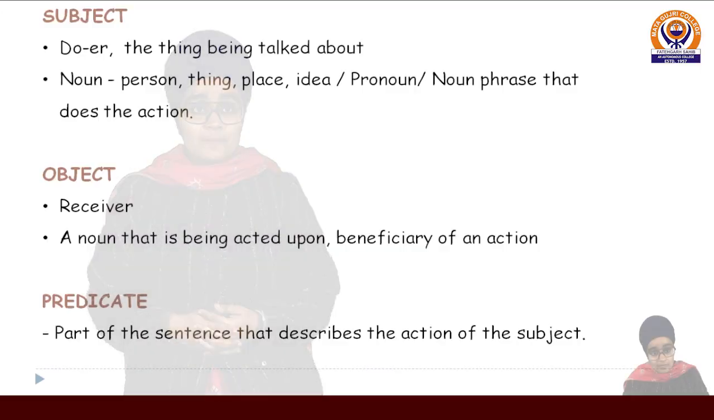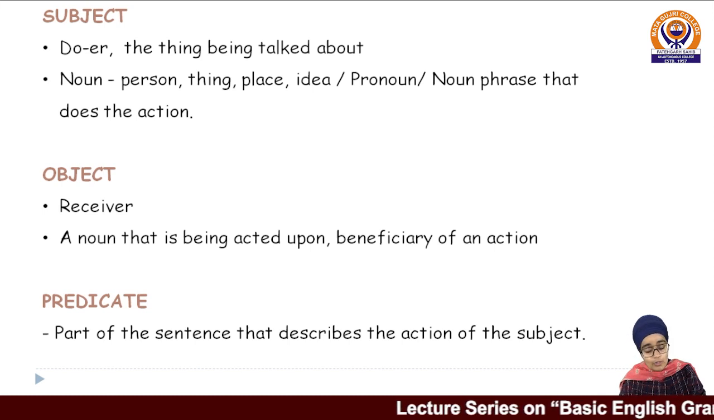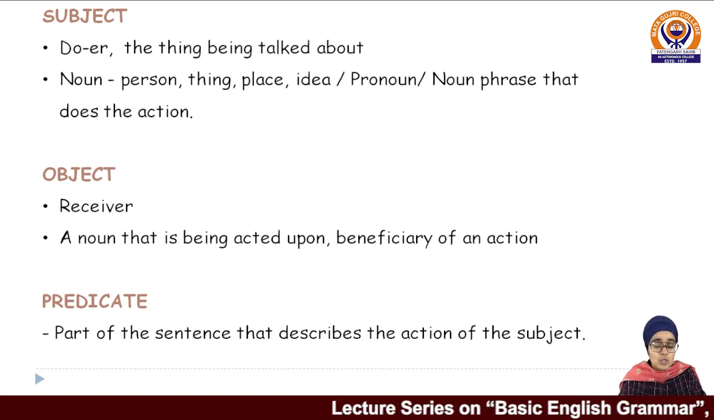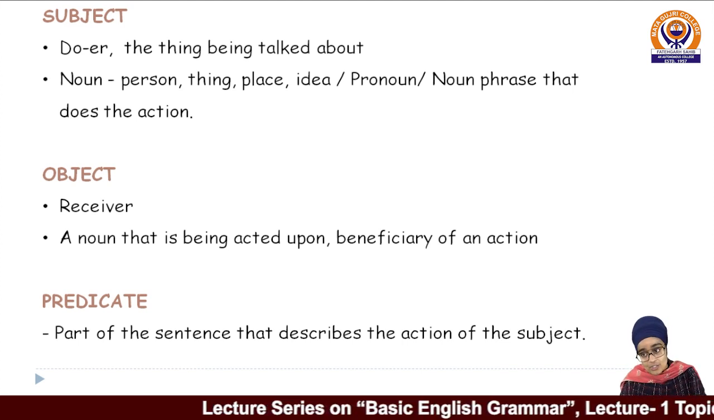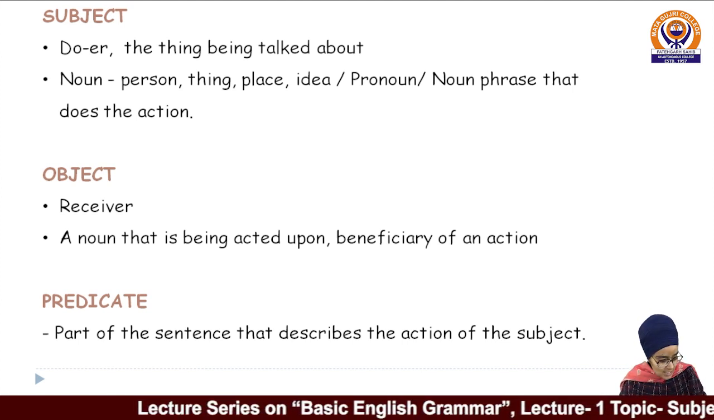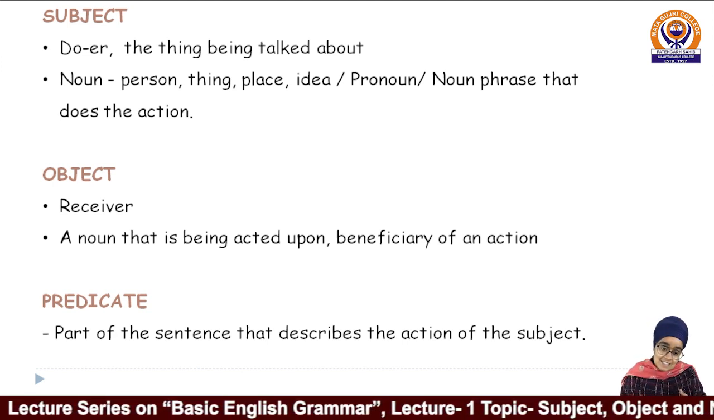So let's begin. The first two concepts that we are going to talk about are subject and object. These are two very important elements of a sentence. Subject is that word or that element of the sentence which is being talked about, the thing being talked about. The subject is the doer of an action in a sentence. So the subject can be a noun, a pronoun, or a noun phrase that does the action.